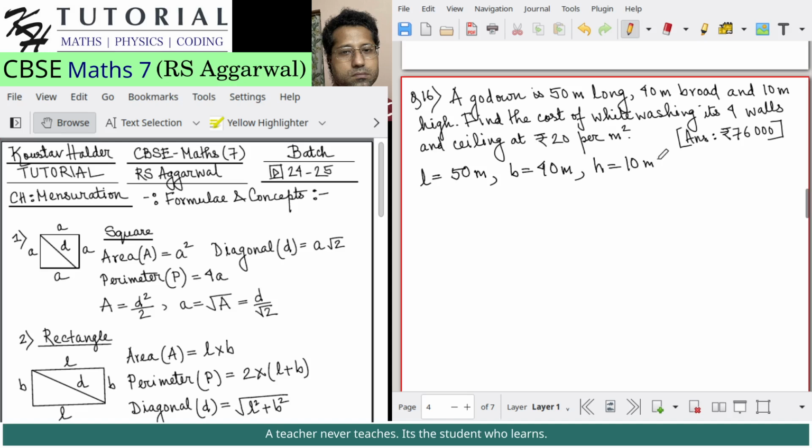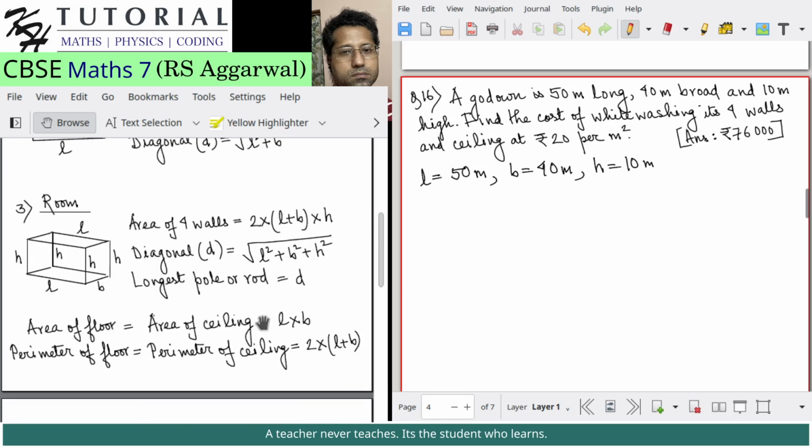Find the cost of whitewashing its 4 walls and ceiling at rupees 20 per meter square. So we know the formula for the area of all the 4 walls, but the problem is asking to whitewash the 4 walls as well as the ceiling. Now remember that for a room, the area of the floor and the area of the ceiling is the same. Area of the floor and area of the ceiling is equal to length into breadth.